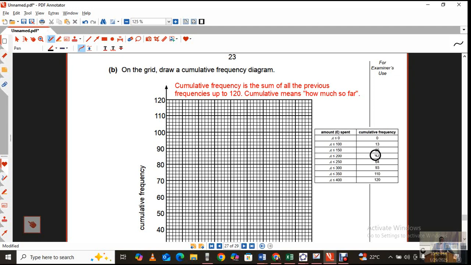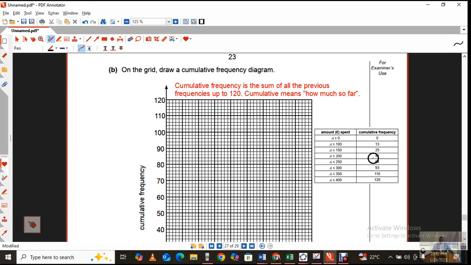How do you find people less than 200? Less than 200 will be everybody here. You add them up: 13 plus 25 plus 42 plus 64 plus 93 plus 110 and so on. Maybe I should clarify it more clearly. People who spend less than 100 are 13. But the people who spend less than 150, in that column, they are 25. How do you get that 25?